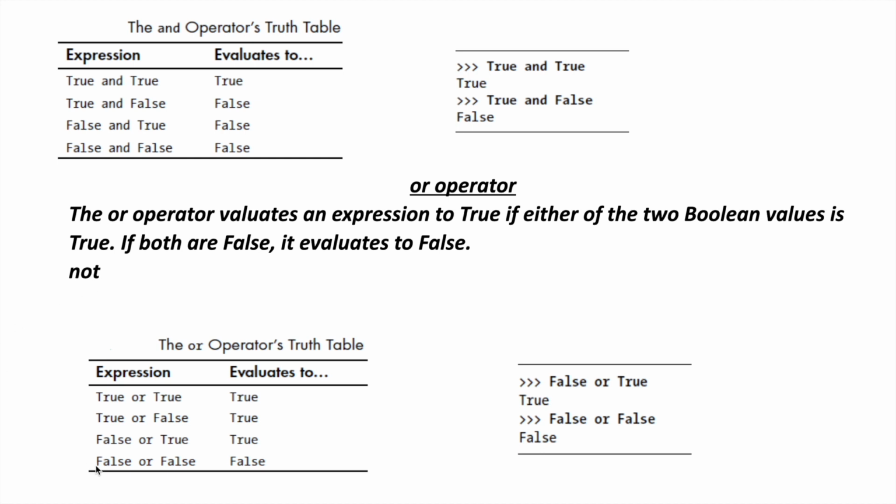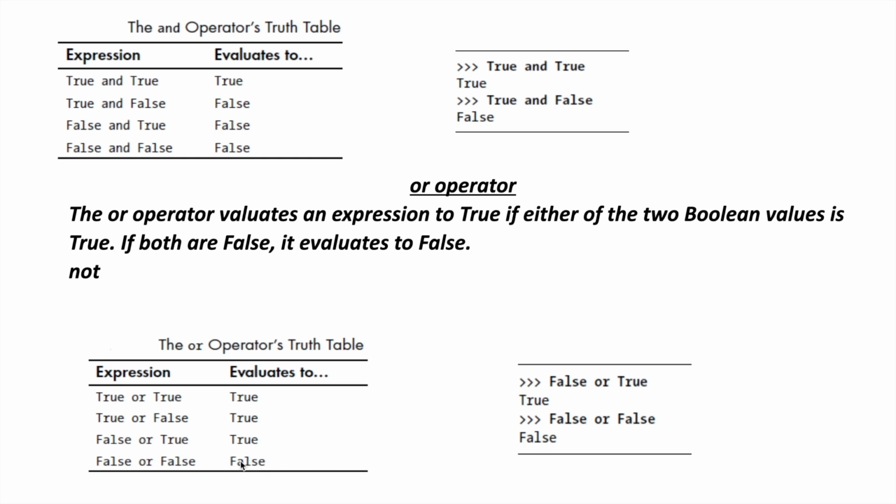See the truth table. A false, B false, the output is also false. And all the other values evaluate to true. True or true, true. True or false, true. False or true, true. False or false only evaluates to false.